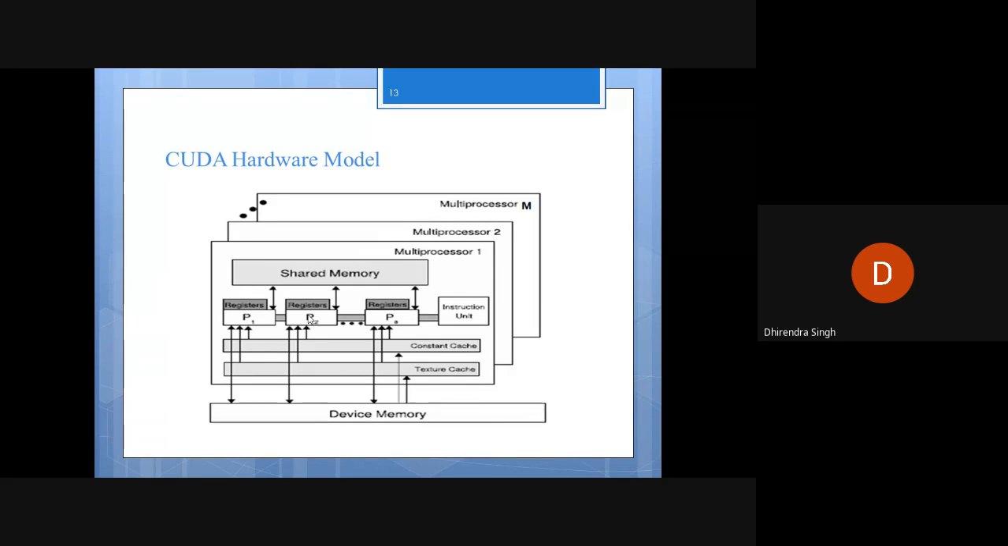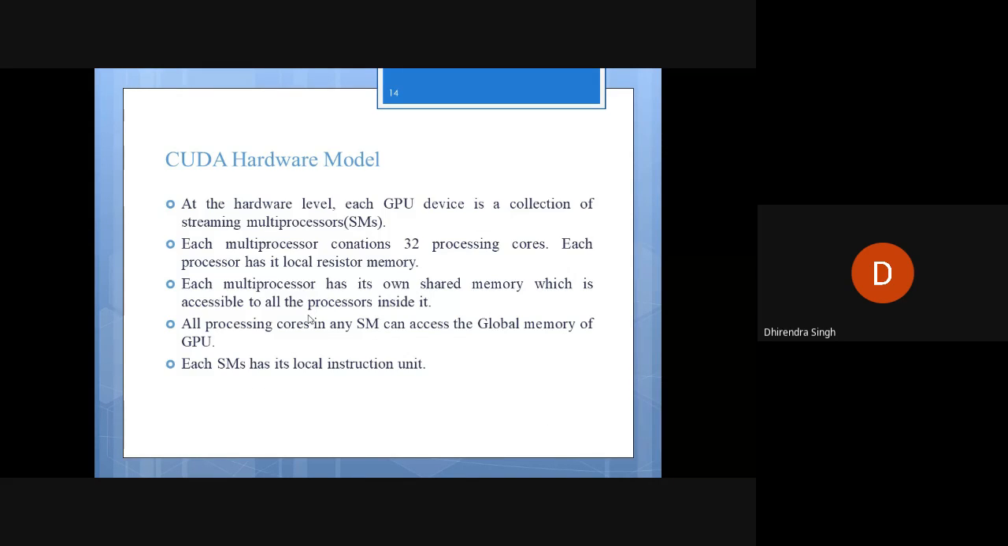Okay, so this is the way a CUDA architecture sees the GPU. For the CUDA architecture, the GPU will look something like this. It's the same thing I have written over here. At the hardware level, each GPU device is a collection of streaming multiprocessors. Each multiprocessor contains 32 processing cores, and each processor has its local register memory.